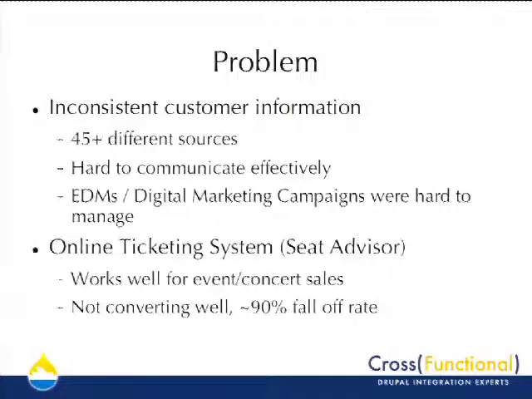So there existed a major problem for Luna Park. Because of these different disconnected systems, there were really inconsistent amounts of customer information. We had 47, I think, different data sources that had customer information. This made it really hard to communicate effectively for the marketing department. They couldn't segment their data very well, and they also couldn't really track who was actually responding back to them when they were segmenting. So it was really hard to manage any of their marketing campaigns.